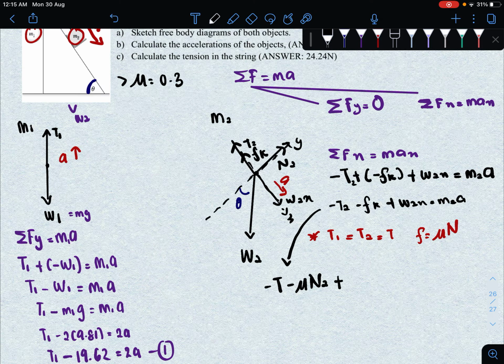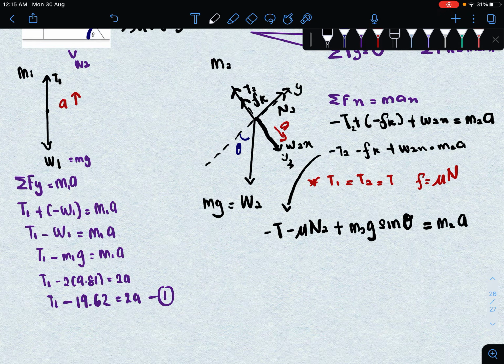Okay, and then kita campur dengan W2X. W2X adalah force of the weight along X axis. Okay, so kita punya W is always mg. W adalah sentiasa mass times gravity. So, saya akan tulis mass 2 darab dengan gravity. Tapi sebab dia along X axis dekat sini, dia akan jadi theta kamu sentuh paksi Y. So, dia akan jadi sin theta here equals to M2A. Okay. So, sekarang kita cuba masukkan semua nilai yang kita tahu.